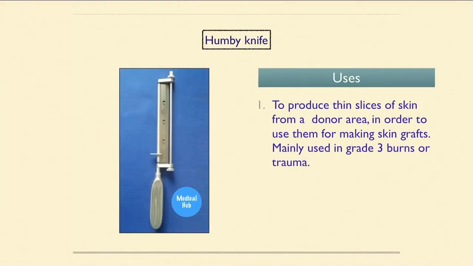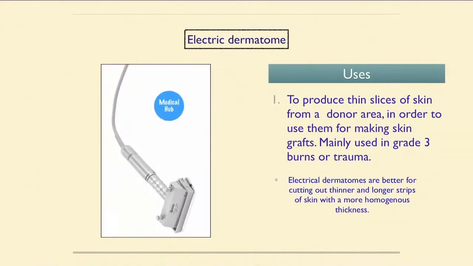Next is Humby knife. It is used to produce thin slices of skin from a donor area in order to use them for making skin grafts, mainly used in grade 3 burns or trauma.